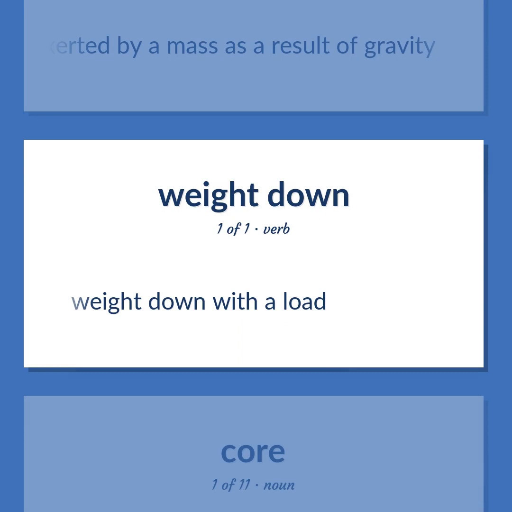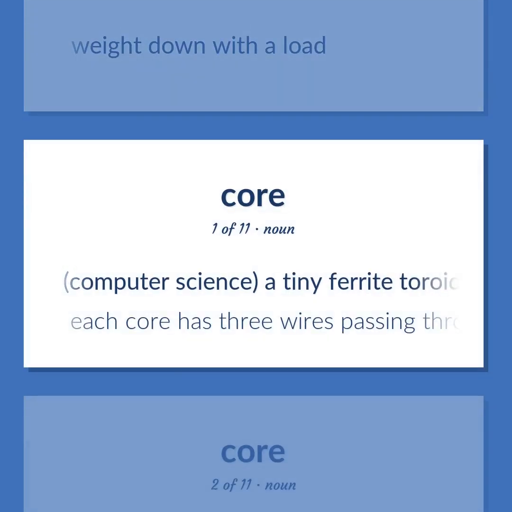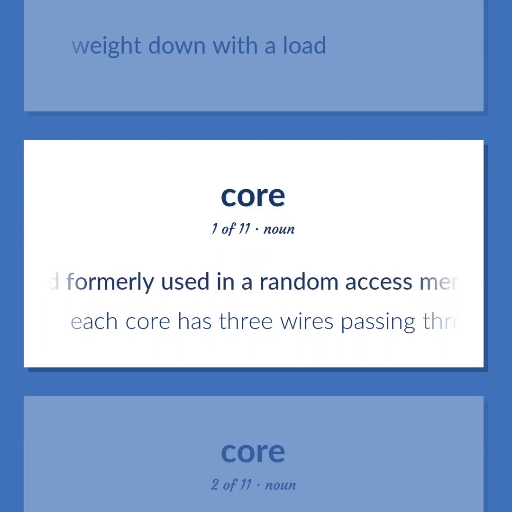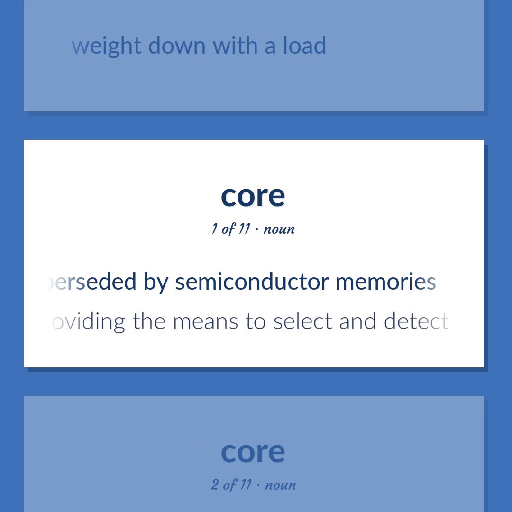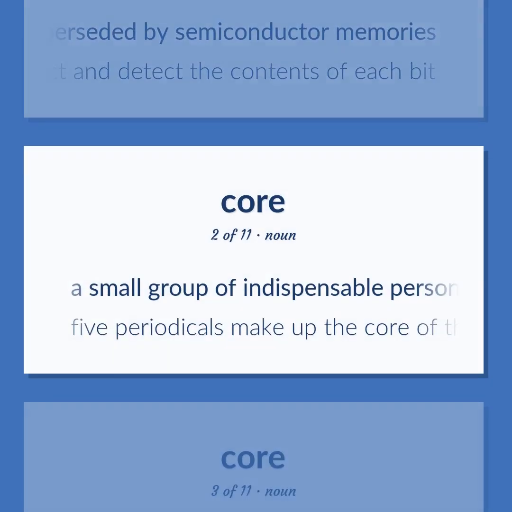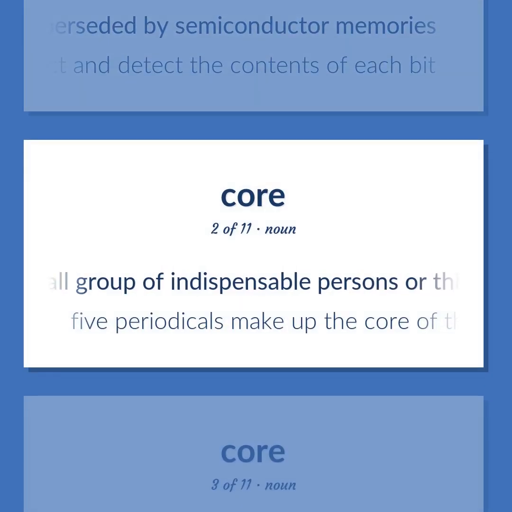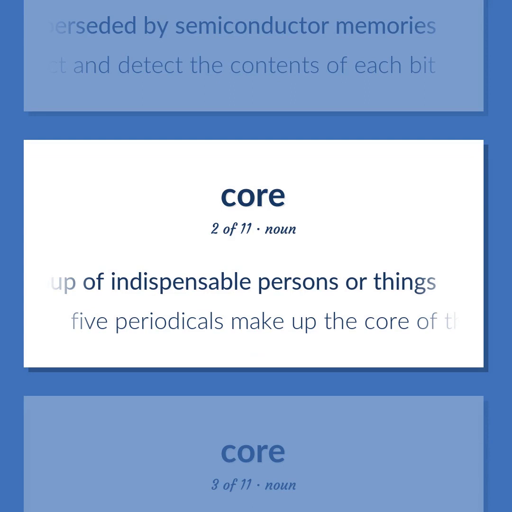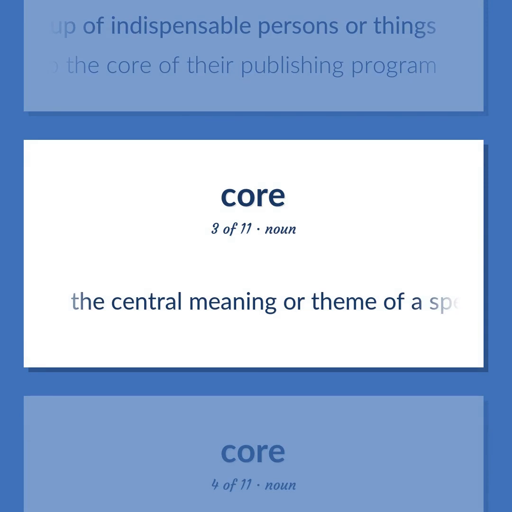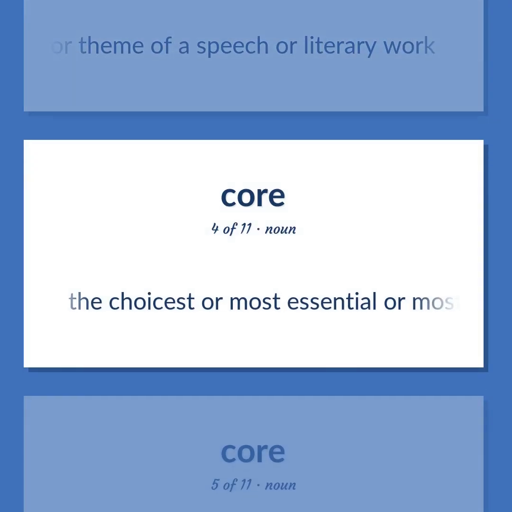Weight down with a load. Computer science. A tiny ferrite toroid formerly used in a random access memory to store one bit of data, now superseded by semiconductor memories. Each core has three wires passing through it, providing the means to select and detect the contents of each bit. A small group of indispensable persons or things. Five periodicals make up the core of their publishing program. The central meaning or theme of a speech or literary work. The choicest or most essential or most vital part of some idea or experience.